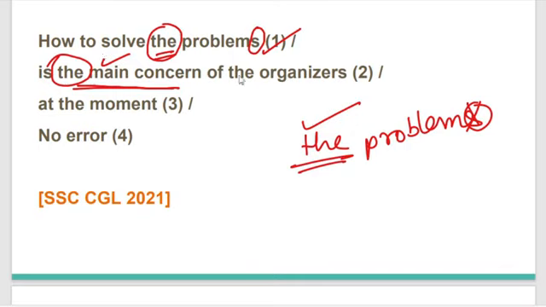So how can we make the problem definite? We have to omit the letter S from problems, because we are talking about a particular problem, and when we are talking about one particular problem, it's singular, and naturally we have to omit the letter S and make problem singular. So the correct sentence is, how to solve the problem is the main concern of the organizers at the moment. Hope this question is clear to all of you. Moving to the next question.